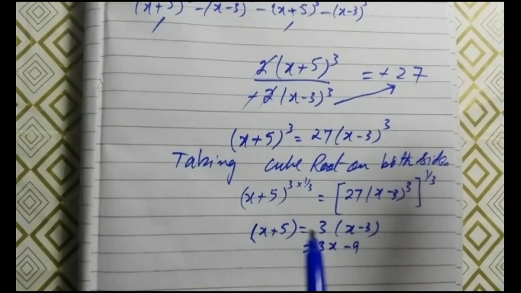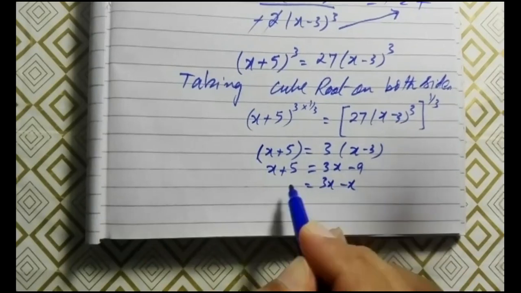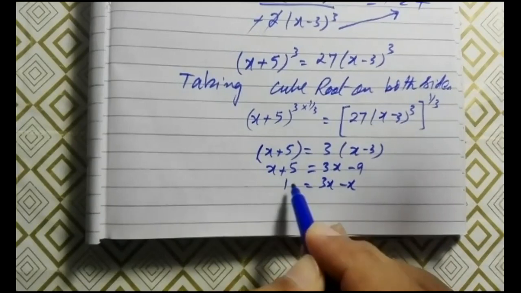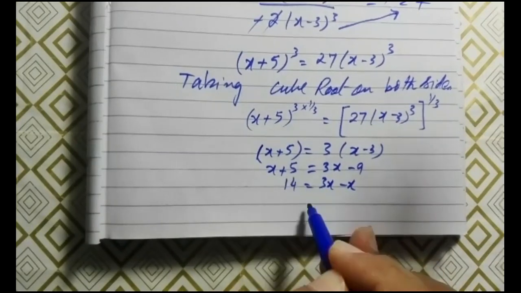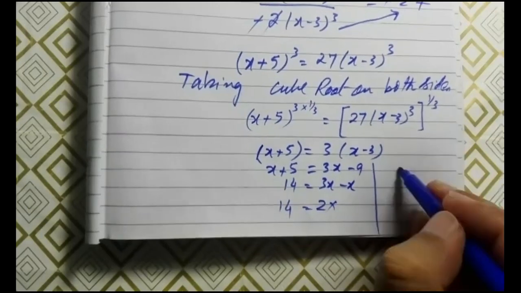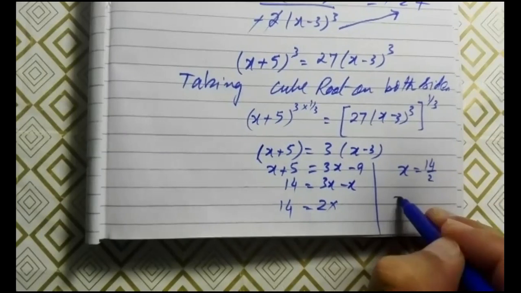Fine. So we need to find the value of x only. So we will simplify in this way. x will be on one side, and terms involving constants will be on the other side. 9 plus 5 will become 14. So 2x equals 14, and once we simplify it, you will get x equals 14 by 2, that is equal to 7. So this is how you will finish the question.